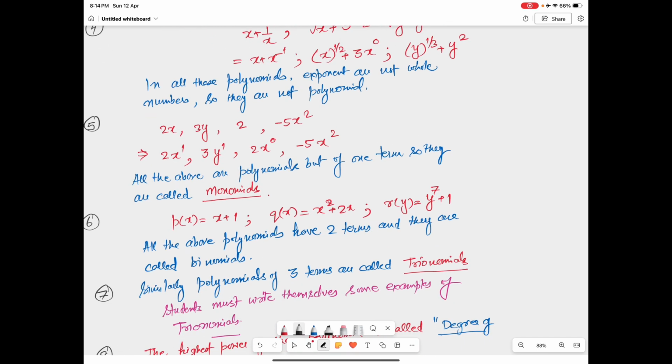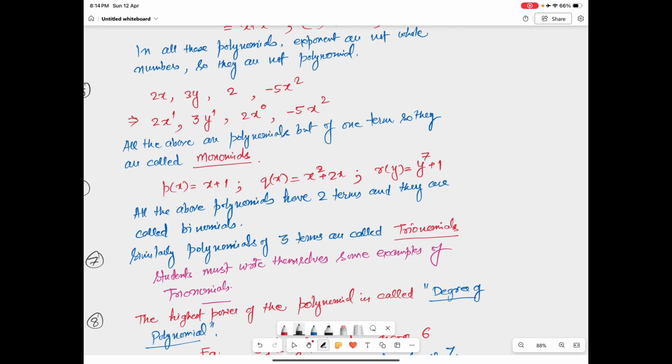Now, for example, p(x) is equal to x plus 1, q(x) is equal to x square plus 2x, and r(y) is equal to y to the power 7 plus 1. Like point number 5, in point number 6 you can see that there are two terms in each polynomial. These are called binomials.